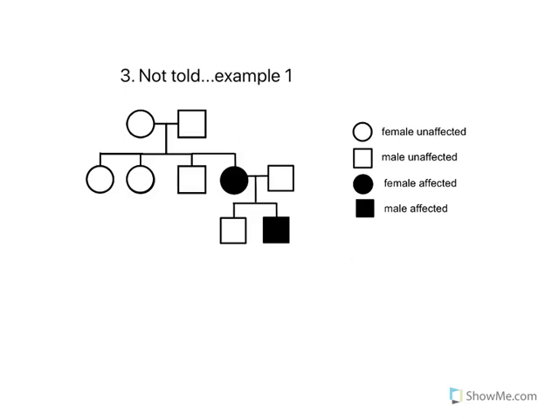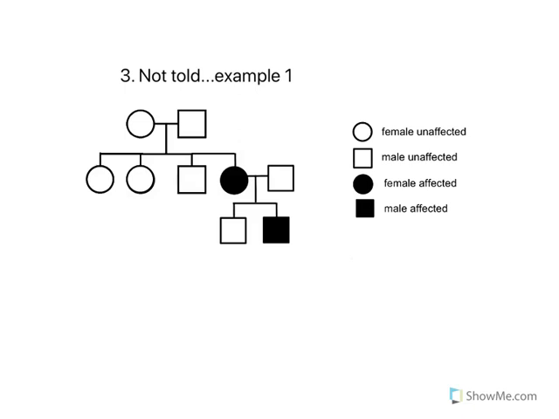So finally we're going to do 2 examples in this 3rd section where we're not told in the exam question whether the disease is recessive or dominant. You have to figure it out. So this is probably the hardest part, being able to figure out if it's recessive or dominant and giving a valid reason why.